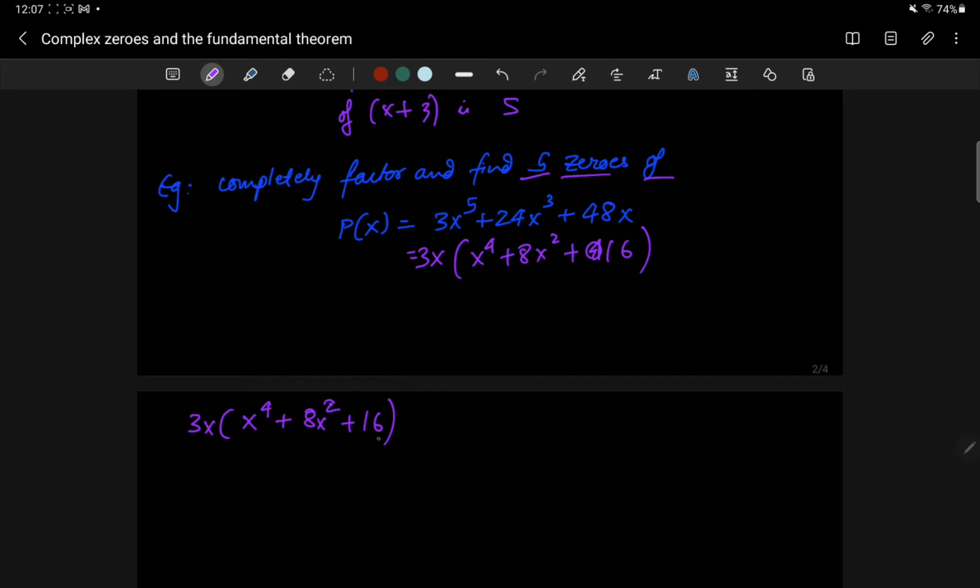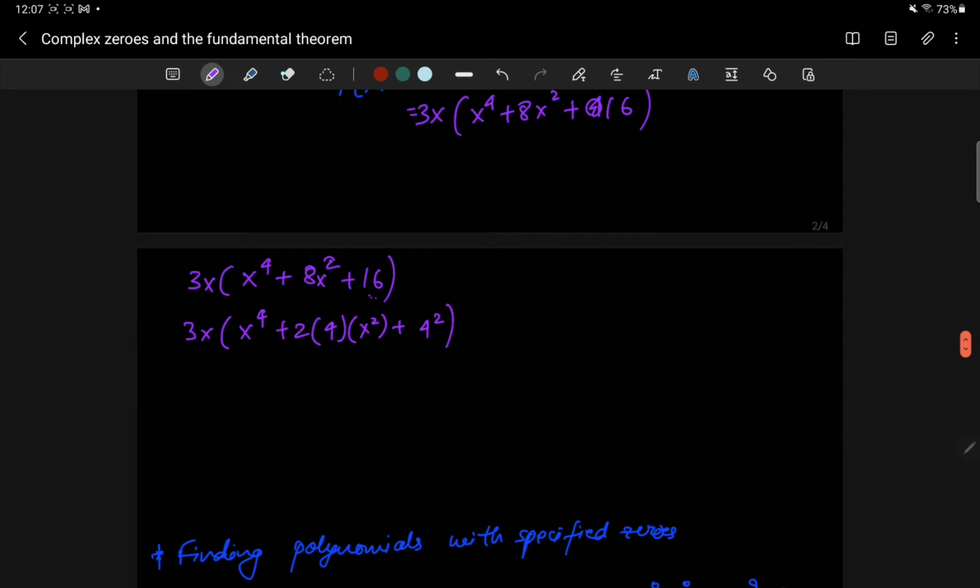Now if you think about it, 16 is 4 squared. So this actually fits in the pattern of x squared plus 2 times 4 times x squared plus 4 squared. I guess it would make sense if I write x to the 4 as x squared squared. This falls into the pattern of a squared plus 2ab plus b squared. So we get 3x times x squared plus 4 whole squared equals 0. So that obviously gives me x equals 0, that's 1.